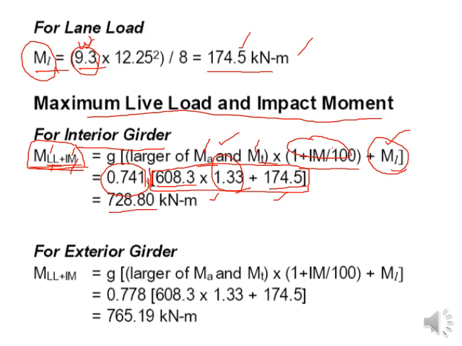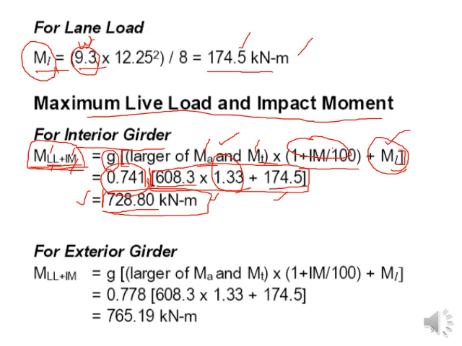That will be 728.0. In this equation, whatever is in the bracket is the longitudinal distribution of the live load, and outside the bracket G is the lateral distribution of the live load. Finally, by doing all of this lateral and longitudinal distribution, you get your moment for the live load, 728.80 kilonewton meter. Keep this value with you to use for the design purpose.